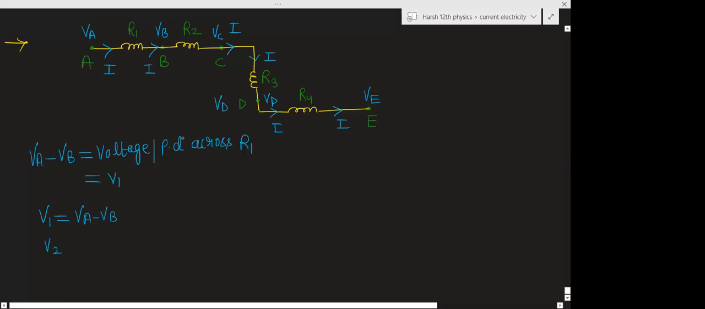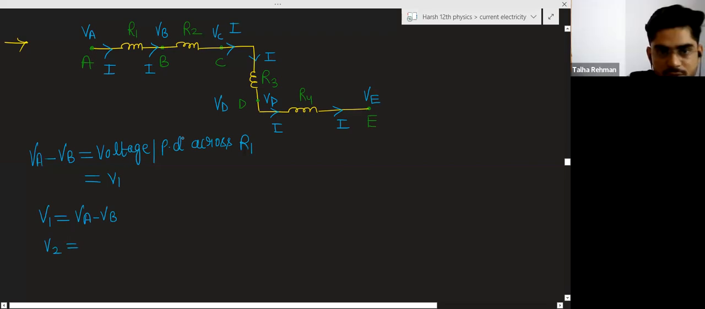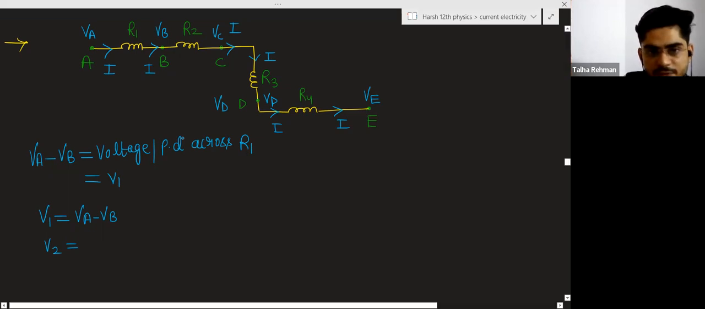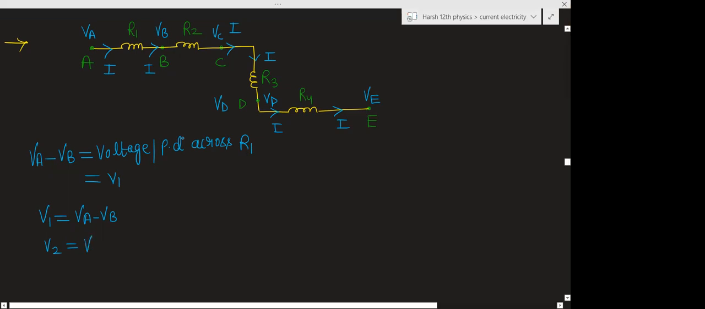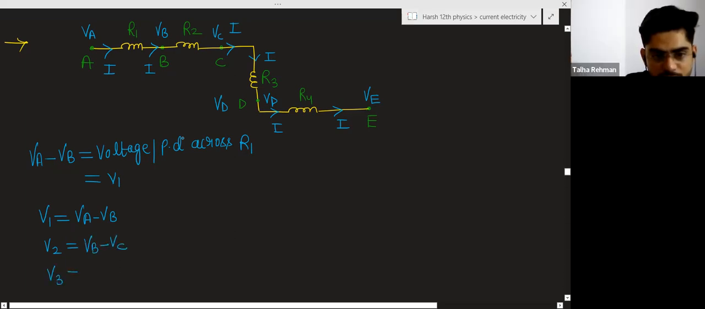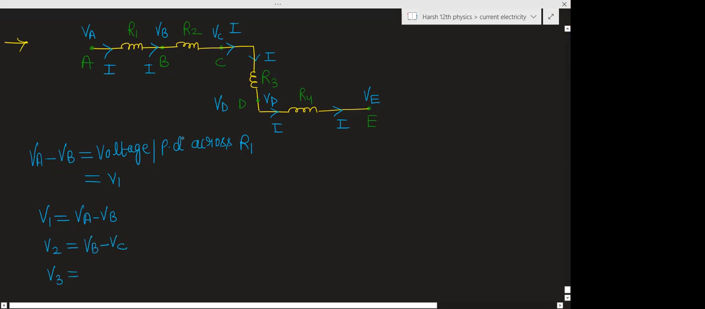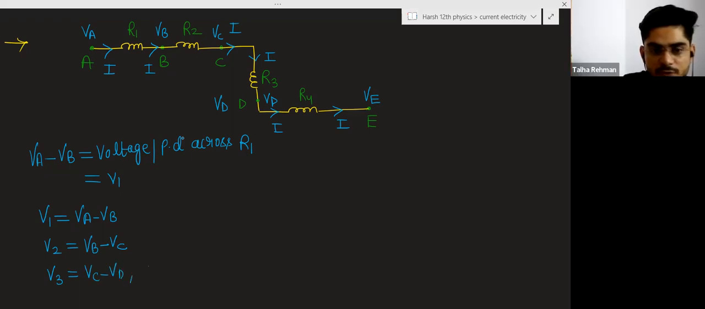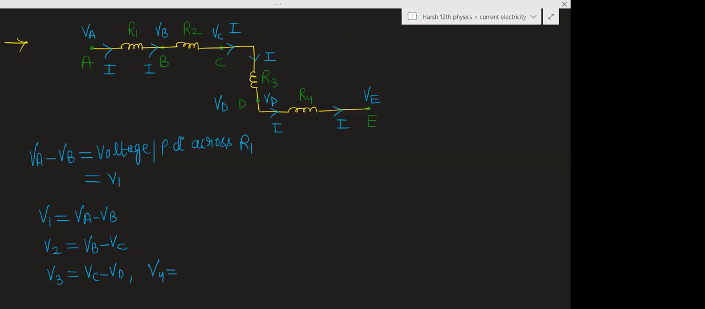For V2, what will you say? Means the voltage across R2. You will subtract VB minus VC. Tell me V3. VC minus VD. Very good. And V4. VD minus VE.